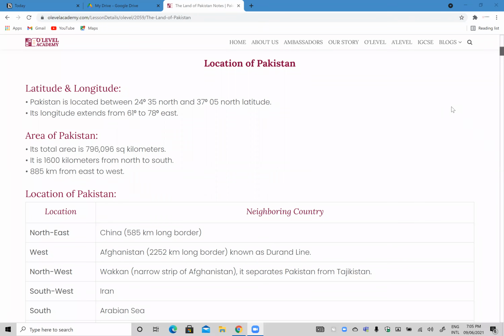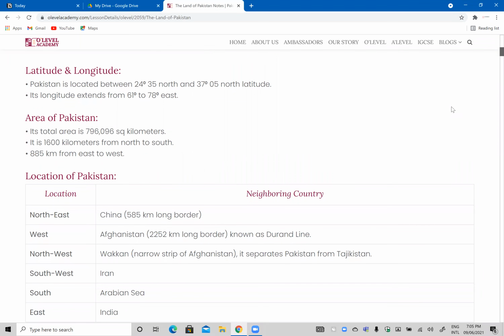Okay. All right. So we start off this topic, location of Pakistan, by studying the latitudes and the longitudes, the exact location where the country is. Most of the things that you're going to study in this topic are very factual. You just have to memorize these details. So if you start off by looking at the location, we're located between 24 degrees and 35 degrees north. These are the latitudes.